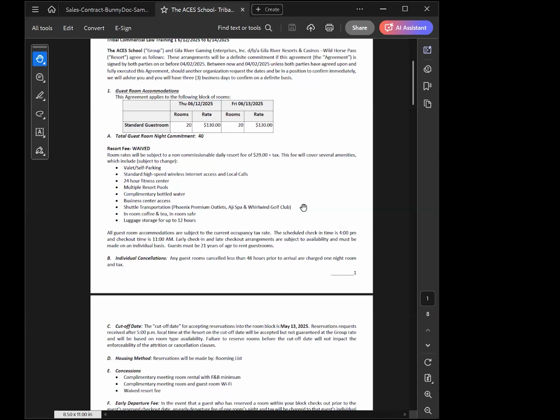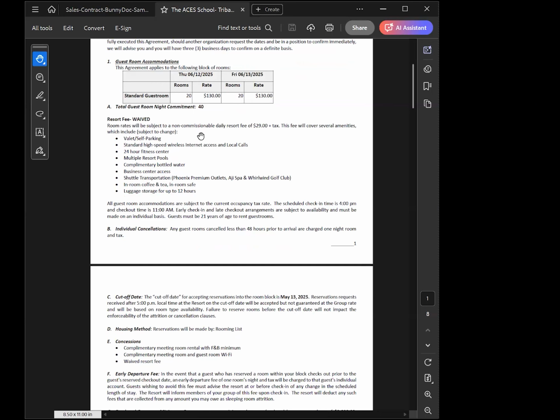This is from the Gila River community, down in Phoenix. This is Wild Horse Pass. So this is a resort contract that they offer to people who are looking to host an event at Wild Horse Pass. So when you're dealing with resorts, obviously you have your hotel accommodations and then you have your event accommodations, right? So here's the contract that they offer folks. They have guest room accommodations, the number of rooms that you'll need, the rate that they're willing to offer you. So they have all that here.